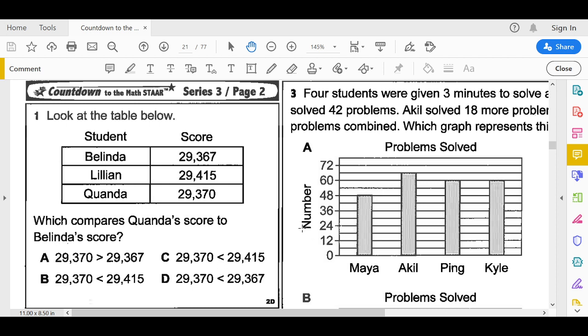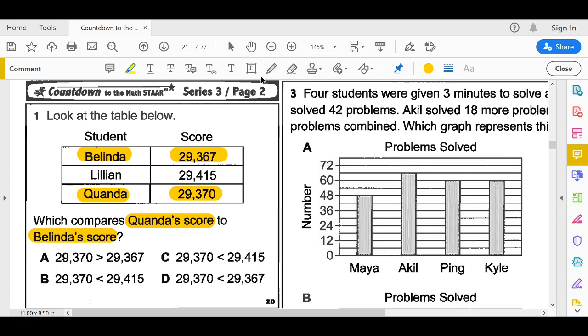Let's start. Look at the table below. We have student name and score. We have 3 students here, Belinda, Lillian, and Kwanda. The question here is, which compares Kwanda's score to Belinda's score? So the question is only about these 2 students. I'm going to highlight them in the table too. Belinda, her score is 29,367, and Kwanda's score is 29,370. Okay, so we have those 2 numbers.